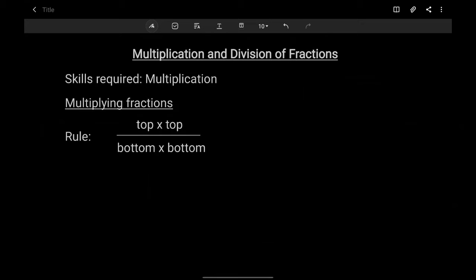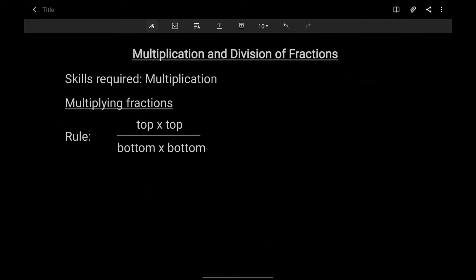In this lesson, you'll learn how to multiply and divide fractions. The only requirement you'll need for this lesson is an ability to multiply. So, as multiplication is the simpler of the two, we should start there. Now there's a rule that you need to follow, and that is top times top over bottom times bottom. What do I mean by that? Let's look at an example.